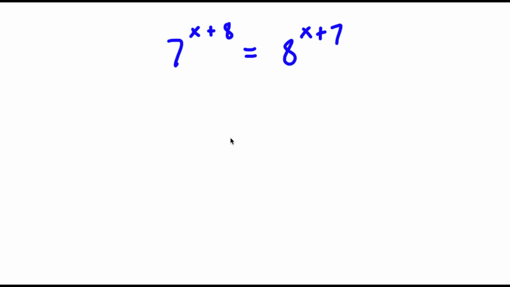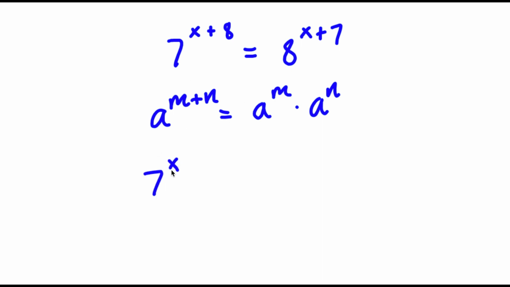Alright, so in this problem, I have 7 to the power of x plus 8 is equal to 8 to the power of x plus 7. So to start, if I have something in the form a to the power of m plus n, this is equal to a to the power of m times a to the power of n. So 7 to the power of x plus 8 is going to equal 7 to the power of x times 7 to the power of 8. And a to the power of x plus 7 is going to equal a to the power of x times a to the power of 7.